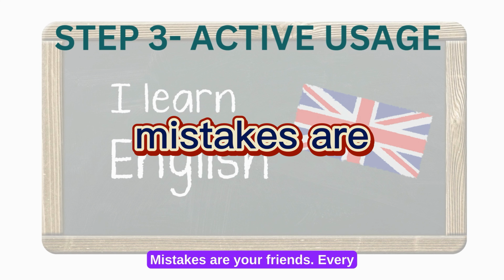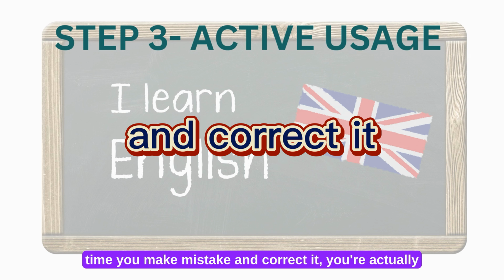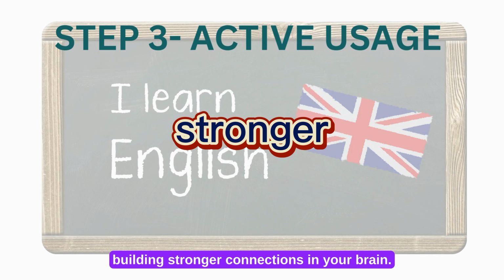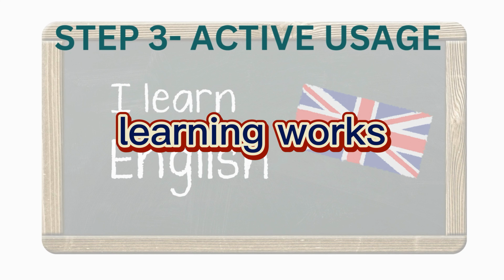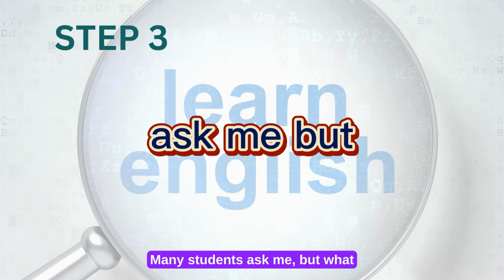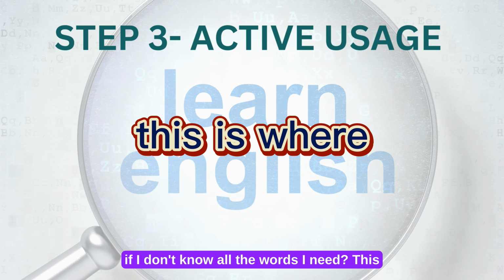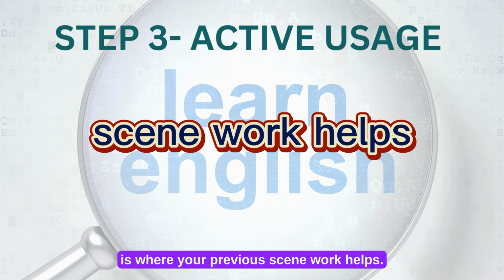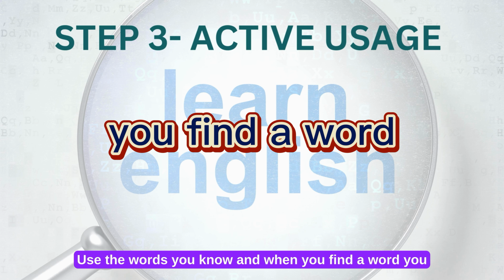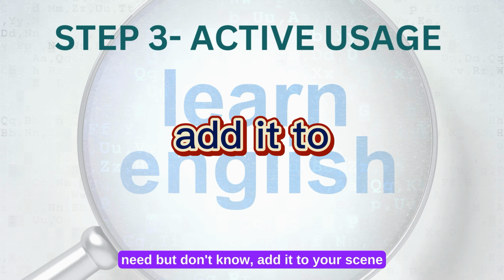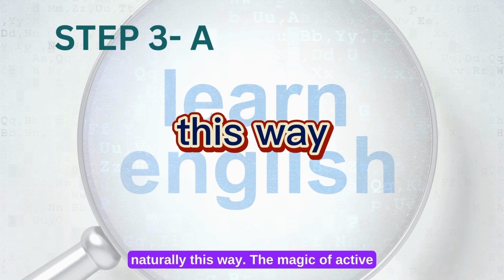Remember, mistakes are your friends. Every time you make a mistake and correct it, you're actually building stronger connections in your brain. This is how natural learning works. Many students ask me, but what if I don't know all the words I need? This is where your previous scene work helps. Use the words you know, and when you find a word you need but don't know, add it to your scene connections. Your vocabulary will grow naturally this way.